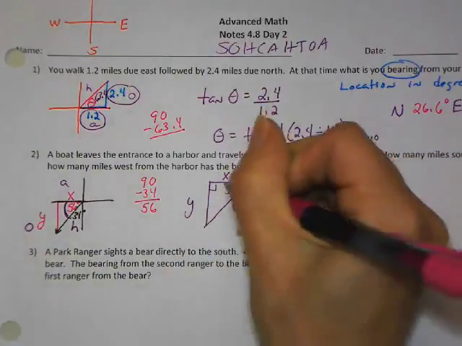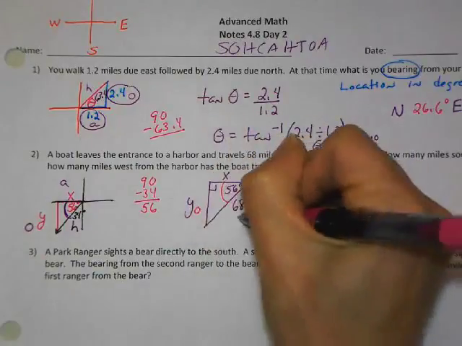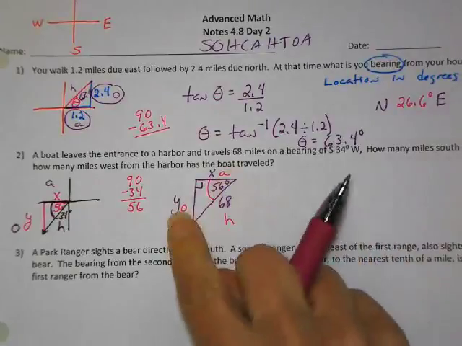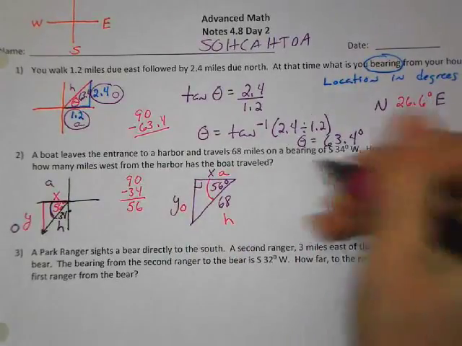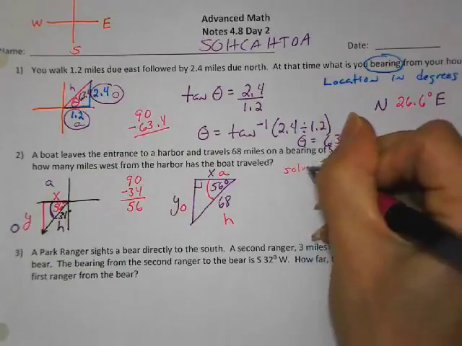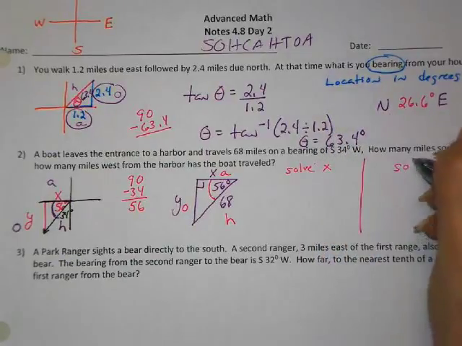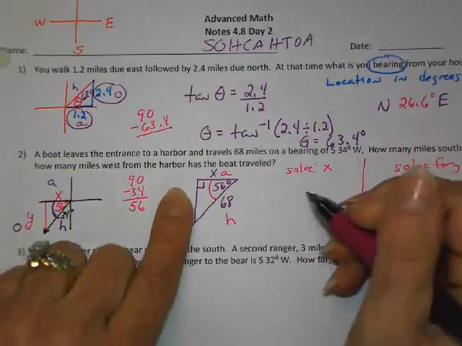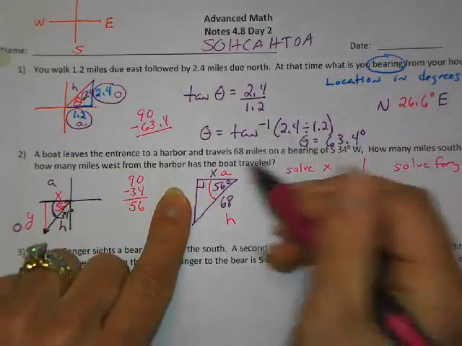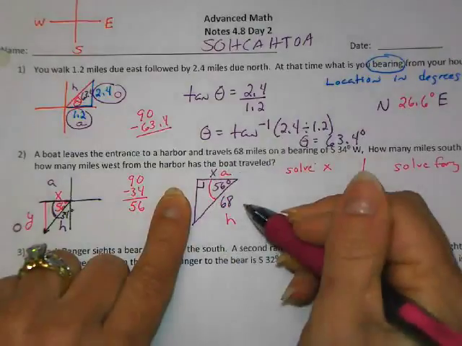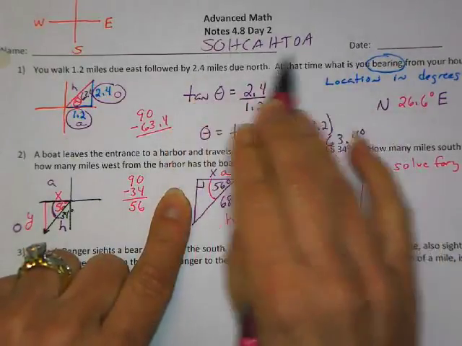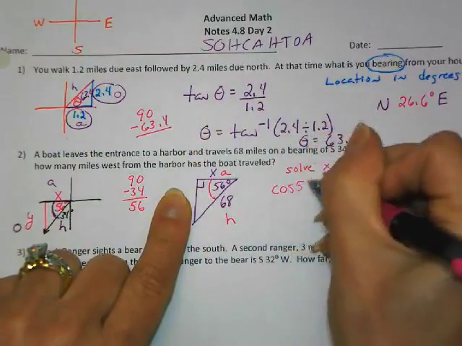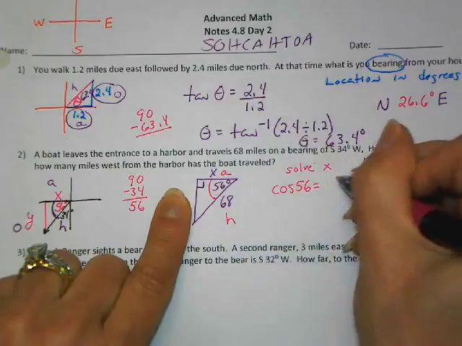Now let me relabel. Opposite, hypotenuse, adjacent. Now I can finally see what I've got. When you're solving for X and Y, just like you did in geometry, you're going to solve for X. Then you're going to solve for Y. So when I solve for X, ignore Y for a minute. X is the A and the H. So A and H would be cosine. So the cosine of 56 is equal to X over 68.